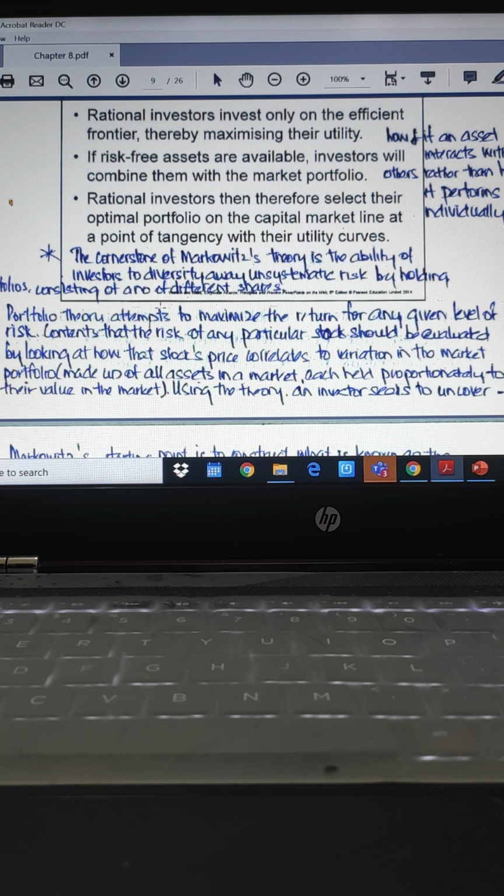So basically, the content of Markovich theory is to be able to diversify away unsystematic risks, which can be diversified away. As you know, systematic risks, no matter what you do, will never be able to be diversified away.